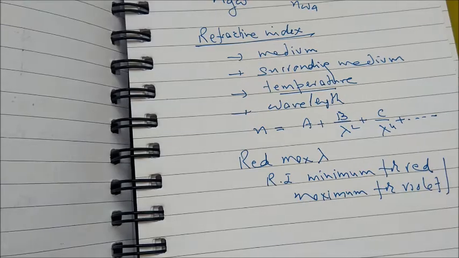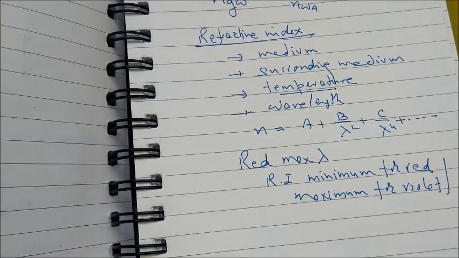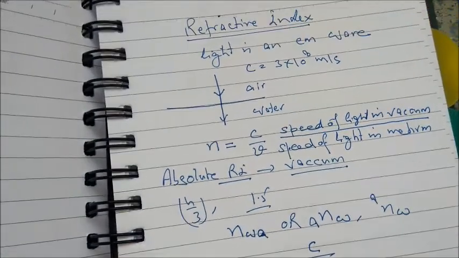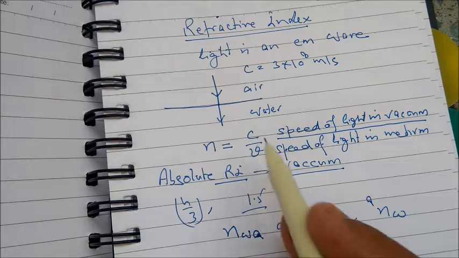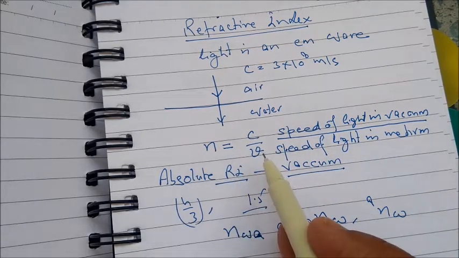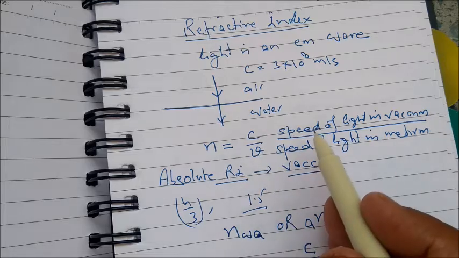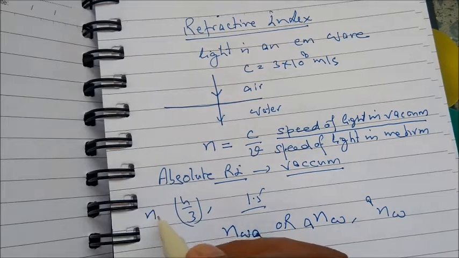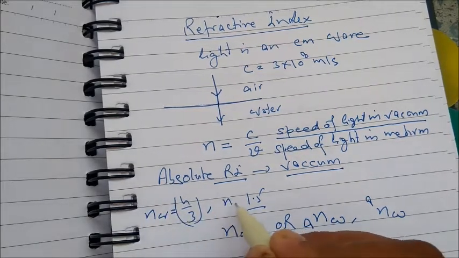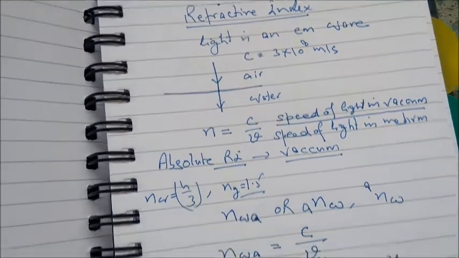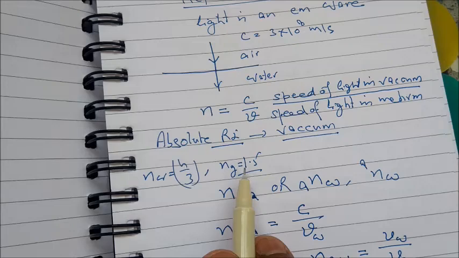Briefly again, refractive index is C by V, the speed of light in vacuum to the speed of light in the medium. This is the refractive index of that particular medium with respect to vacuum or air. Right? So whenever we say refractive index of, this is for water, this is for glass usually, and this is with respect to vacuum or air.